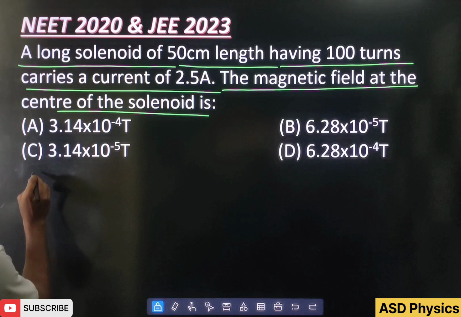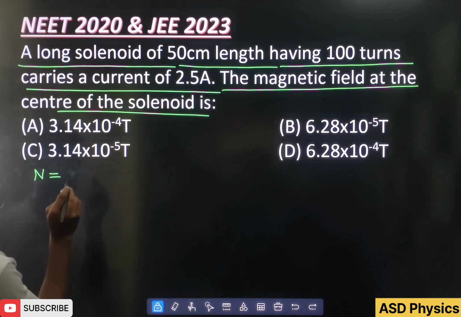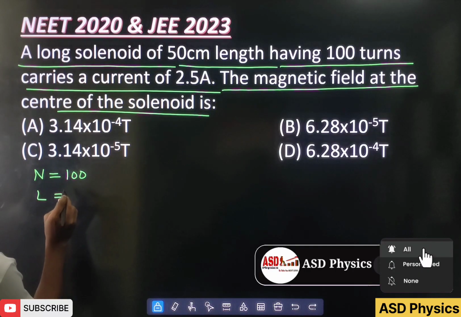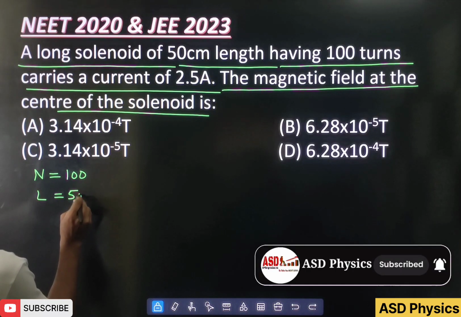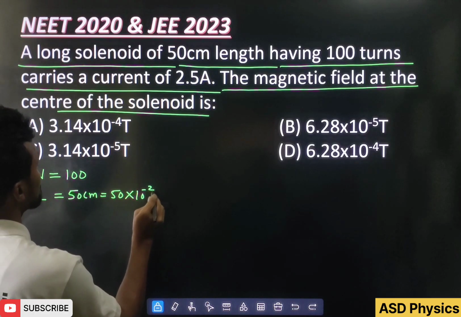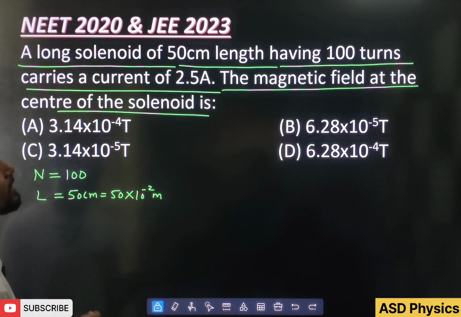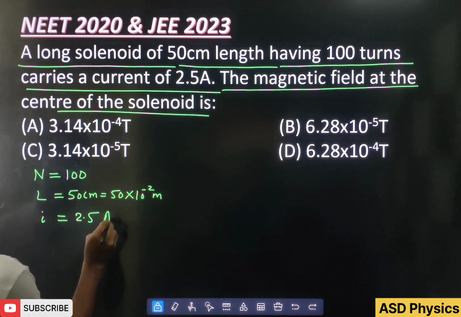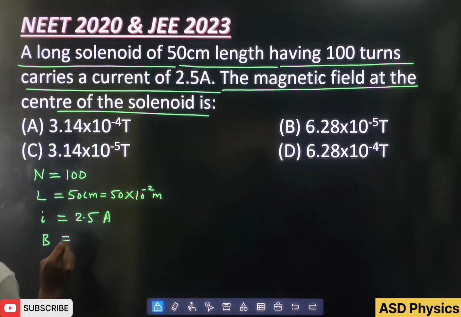So we'll note down the data. The number of turns is 100. The length of the solenoid, capital L, is 50 centimeter, so we can write 50 into 10 to the power minus 2 meter. The current is 2.5 ampere. And they are asking the magnetic field inside the solenoid.